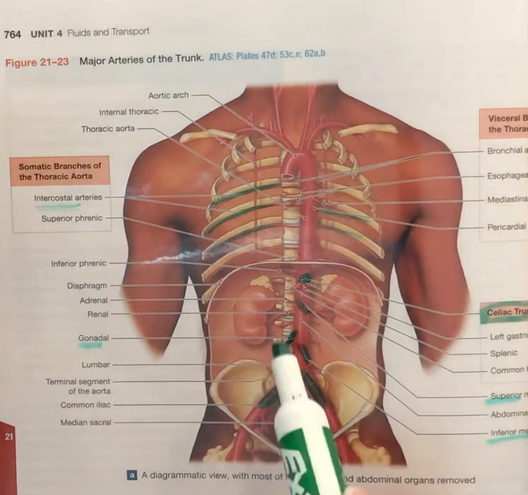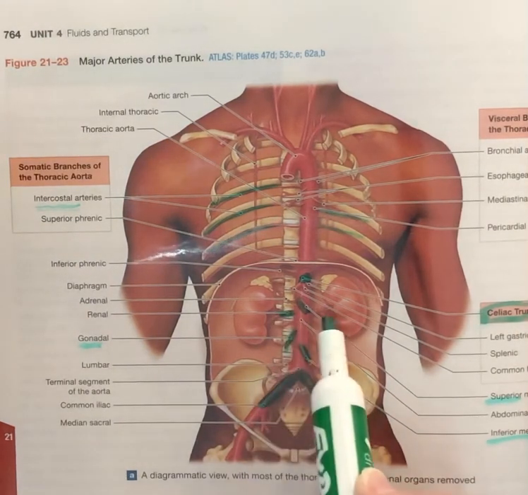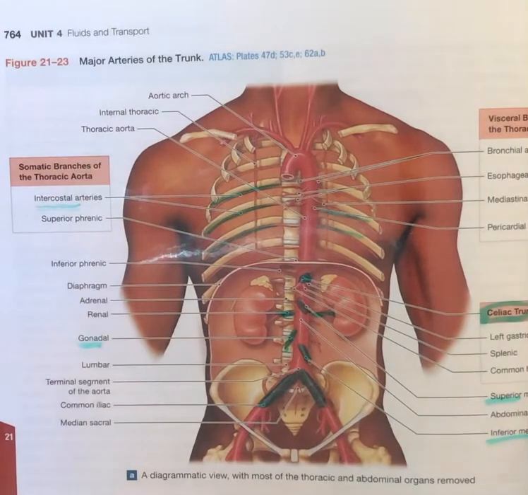We can see the renal arteries coming off laterally. So the renal arteries feed directly into the kidneys. And I think those are all the blood vessels from this diagram that's on your list.